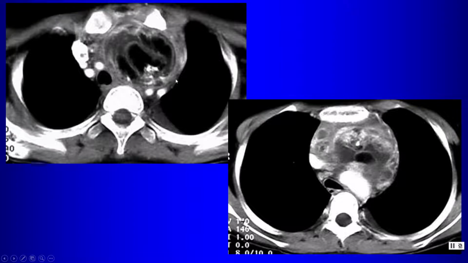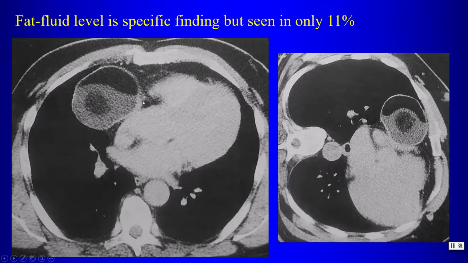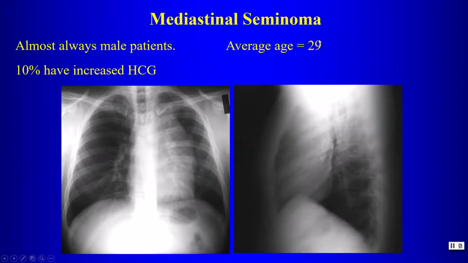So here's a lesion in the anterior mediastinum, has calcification, but also has this fat within it, more fat here, so that is a teratoma. Another example, some calcification, fluid, and also a fatty component, another example of a primary mediastinal teratoma. The fat-fluid level here is a very specific feature for a mediastinal teratoma. Here's a plug of fat here within the fluid, but that is only seen in about 11% of cases.